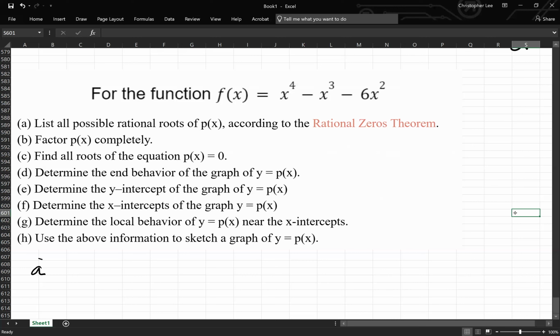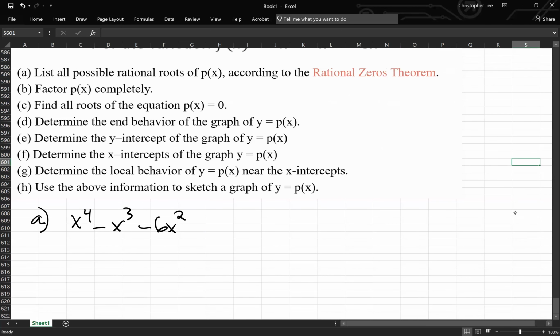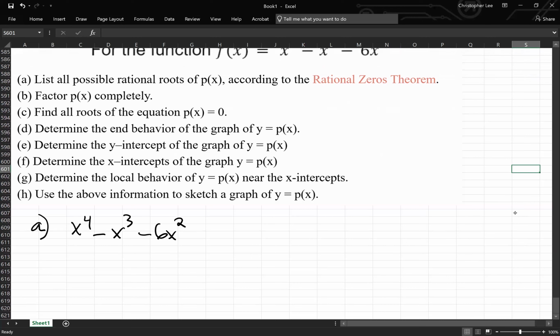For A, here's what I want to start off with. I have x to the fourth minus x cubed minus 6x squared, right? Thinking about this one, I think I want to do B first, and then I'm going to come back to A for a second, right? I just want to be sure about something. So let me try B, where they ask us to factor completely.